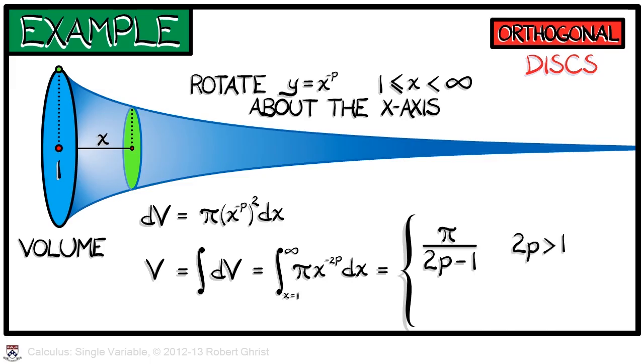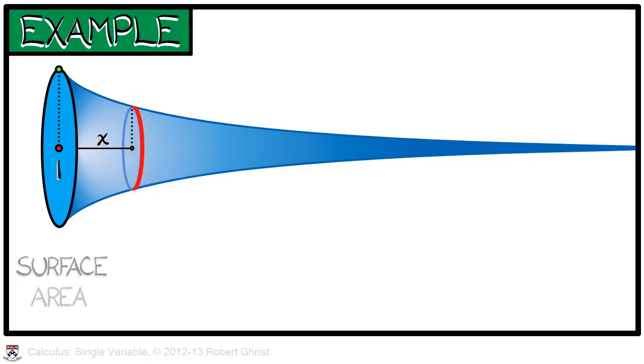When 2p is bigger than 1, we get pi over 2p minus 1. We could rewrite that as saying p is bigger than a half. Otherwise, when p is less than or equal to 1/2, we have a divergent integral, and the volume is infinite. Now that we've done volume, let's do surface area.